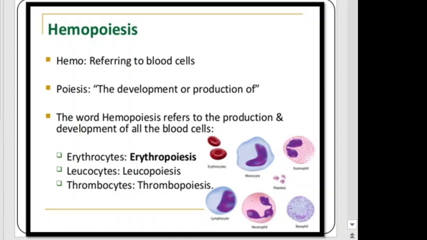So what is this haemopoiesis? Heme means blood and the word poiesis means production.